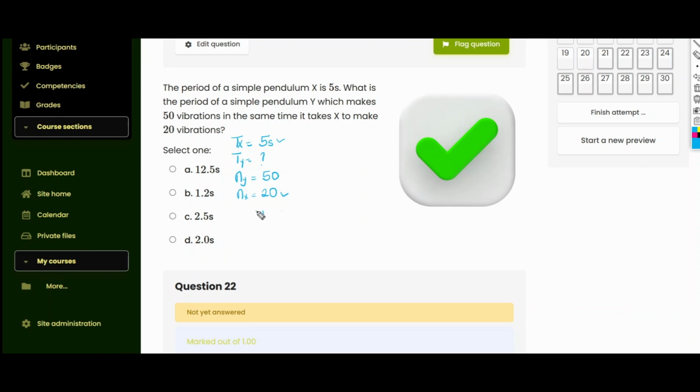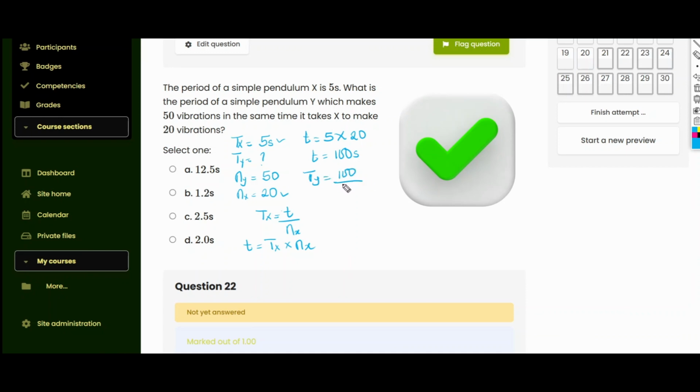So we see that the period of X is equal to the time it takes X over the number of oscillations of X. So the time T will be Tx times Nx, which is 5 times 20. So it's 100 seconds. Remember in the question they said that the same time it took X is the same time it took Y. So looking for Ty, we're going to use the same time, which is 100.